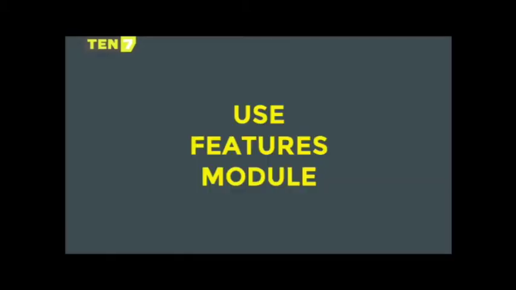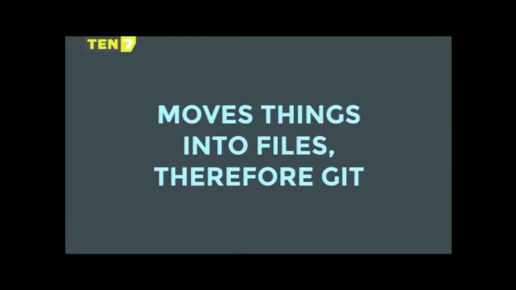So what you do is you use the features module. The features module allows you to move things out of the database and into files, and therefore into Git, and therefore into different environments. And it allows you to move them between those environments. I've put here moves things into files. The actual definition is configuration, is fields, is content types, is many other things.